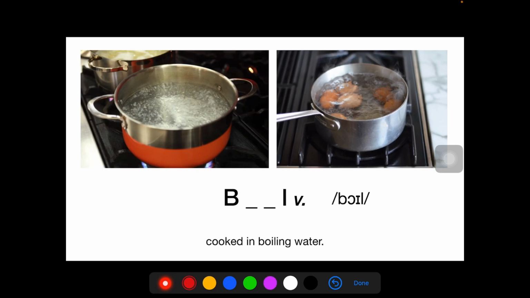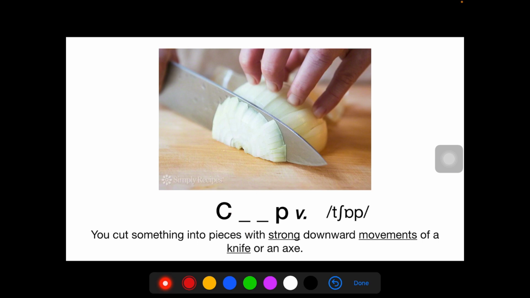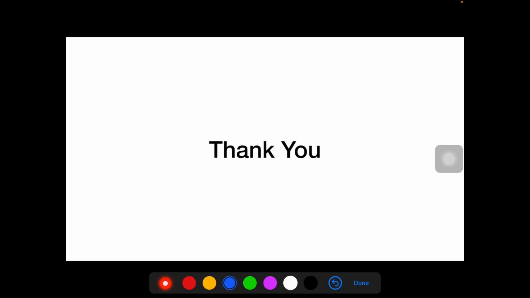Next to sprinkle. Cooked in boiling water. Spell it. B-O-I-L. Boil. How about this? Make the liquid flow steadily out of the container. It is pour. How do you spell pour? P-O-U-R. Pour. Next to pour, cut something into pieces with a strong downward motion. Just chop. Nice. Alright, so that's all the words that we need to look at today.